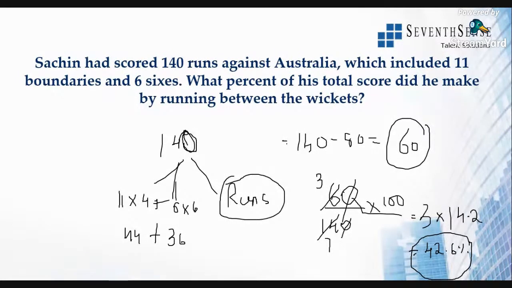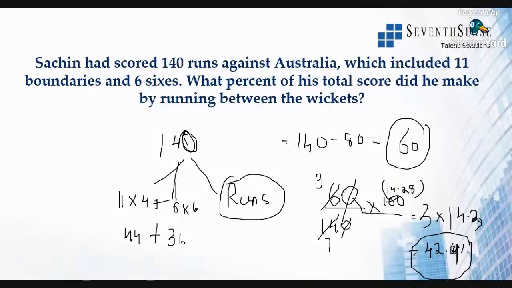If you want to take the next value also, then 7 into 14 is 98, and the remaining is 2. So 7 into 2 is 14, remaining is 6, 2, 8. So if you take 14.3, then it will become 42.9. So it will vary, from 42.6 to 42.9. Again, it depends on what kind of value you take here.